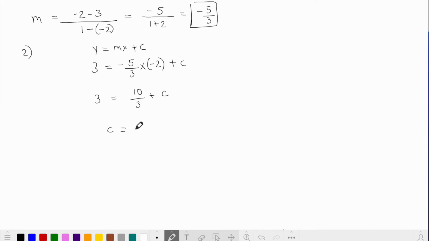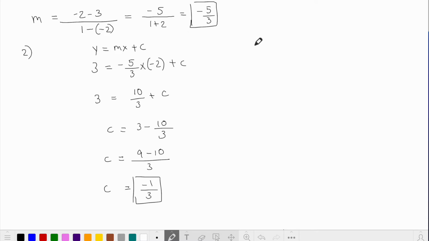So for the c value, we will be subtracting 10/3 on both sides. That will be 10/3 here, and on the right side it will be cancelled out because it's positive and negative 10/3. We have the value as 9 minus 10 divided by 3. If we find the common denominator, here it's going to be -1/3. That's the value of c.